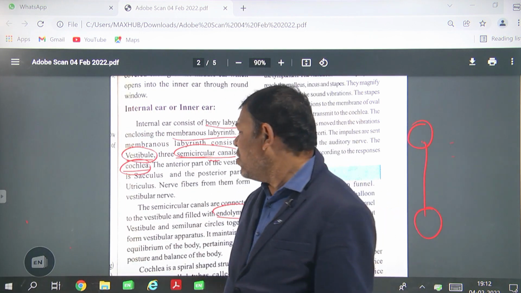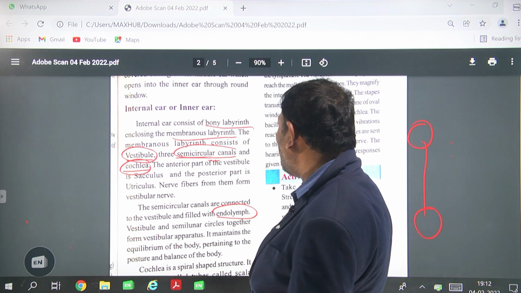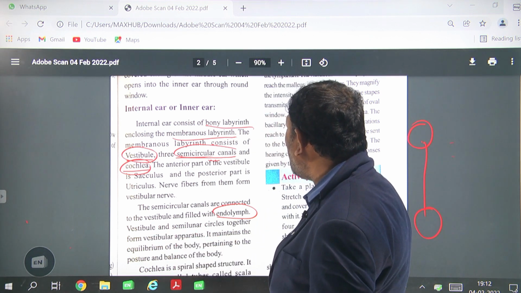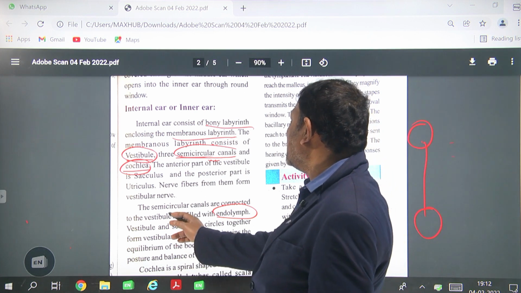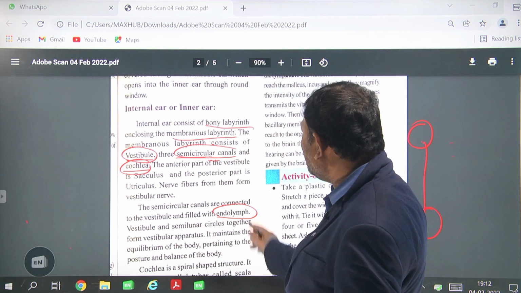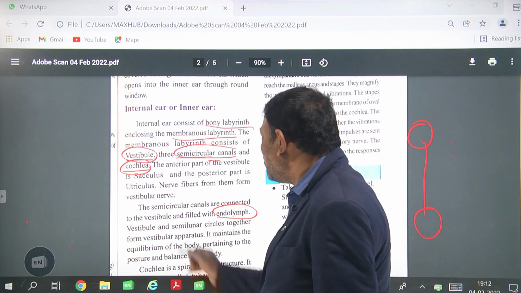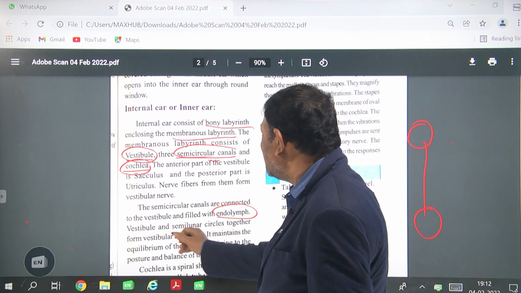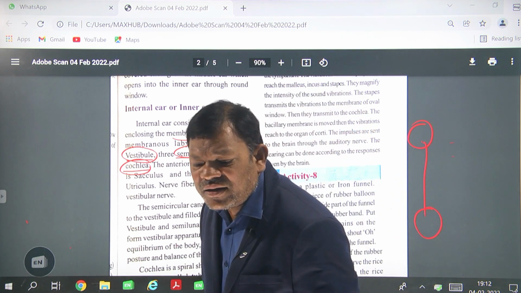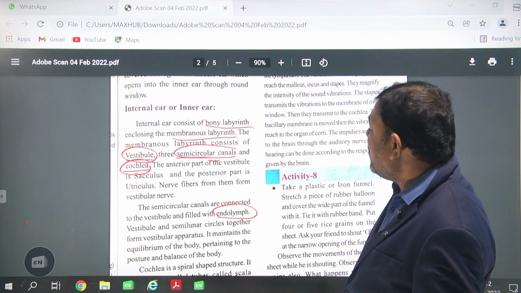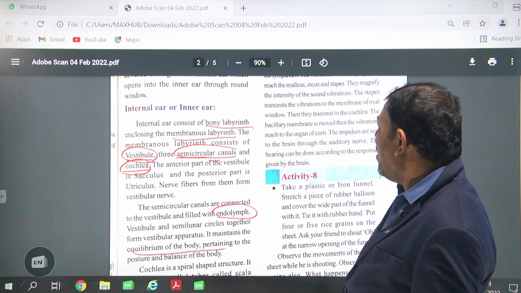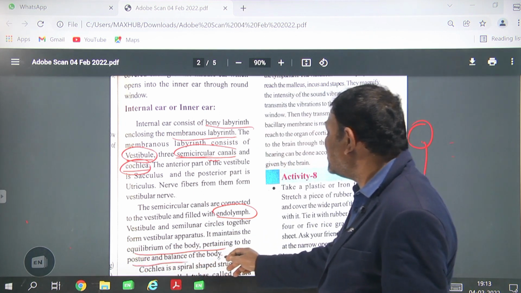Very important: who maintains the equilibrium of the body? The vestibule and semicircular canals. The semicircular canals are connected to the vestibule and filled with endolymph. Together they form the vestibular apparatus, which maintains the equilibrium of the body, pertaining to the posture and balance of the body.